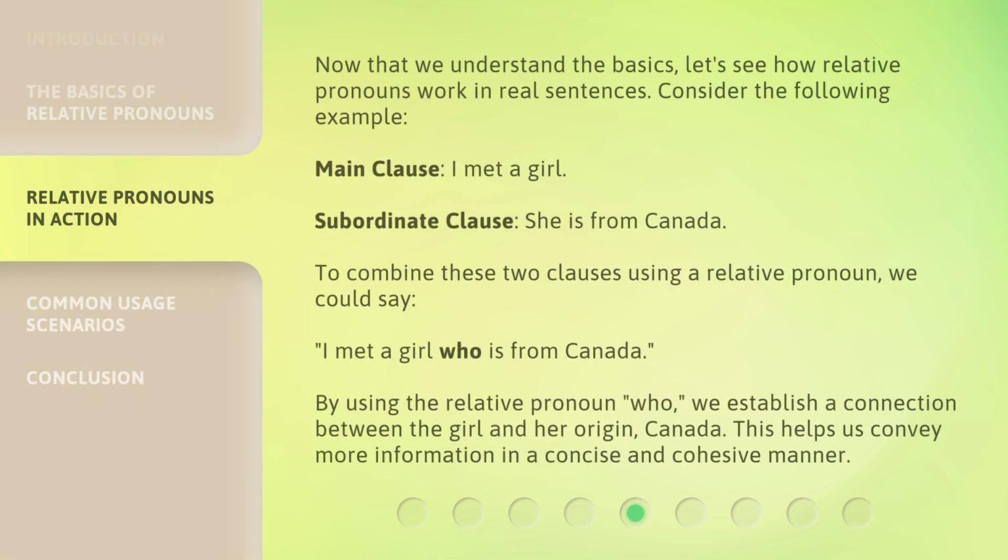Now that we understand the basics, let's see how relative pronouns work in real sentences. Consider the following example. Main clause: I met a girl. Subordinate clause: she is from Canada. To combine these two clauses using a relative pronoun, we could say, I met a girl who is from Canada. By using the relative pronoun who, we establish a connection between the girl and her origin, Canada. This helps us convey more information in a concise and cohesive manner.